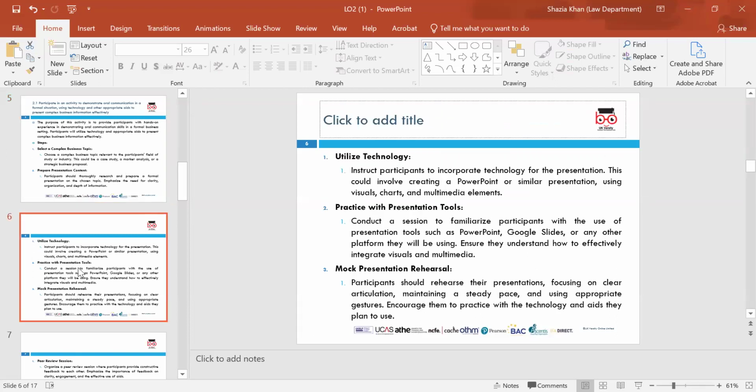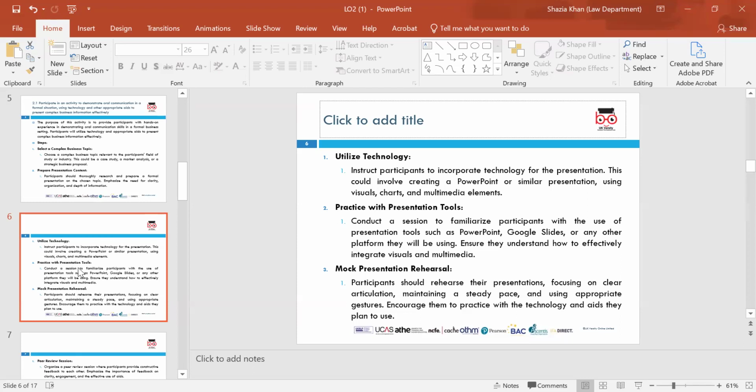You need to utilize technology. Technology is very important in communication because sometimes technology can go wrong. Okay, you must instruct participants to incorporate technology for the presentation. This could involve a PowerPoint or similar presentation using visual charts and multimedia elements. So some of this will be part of your assignment as well, which we'll go through in week 5, okay?